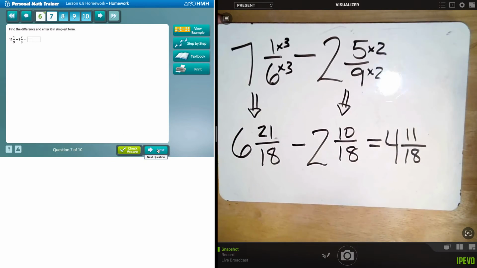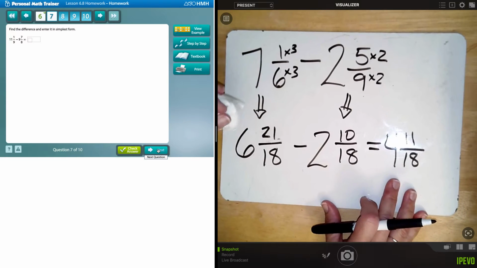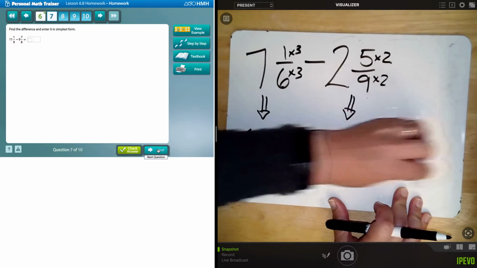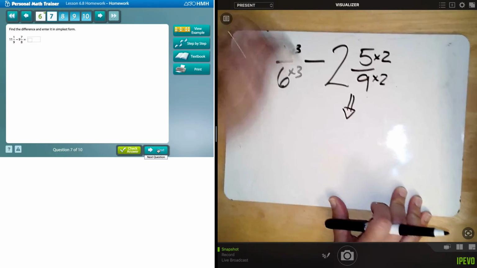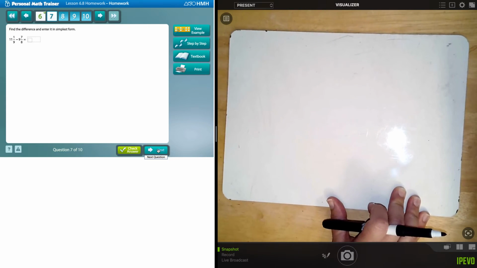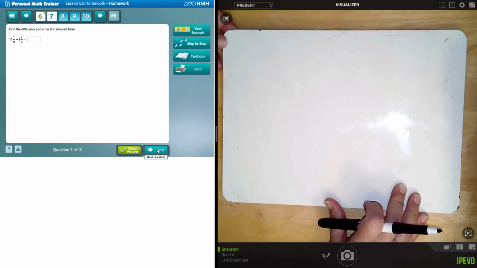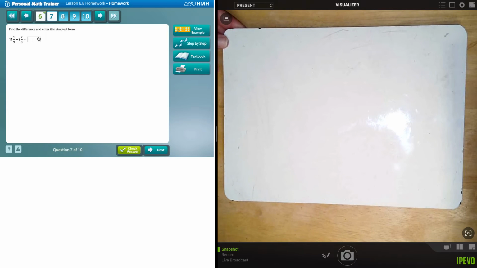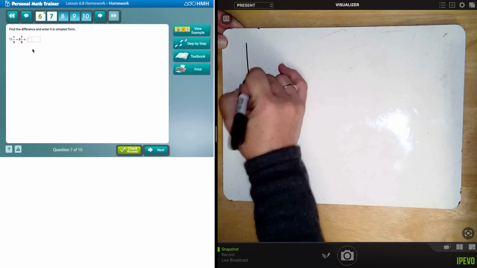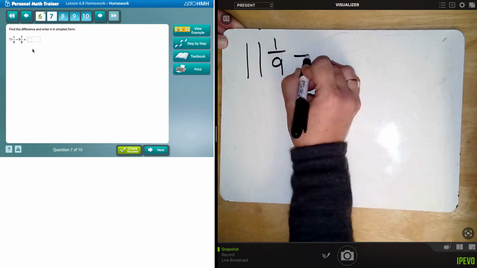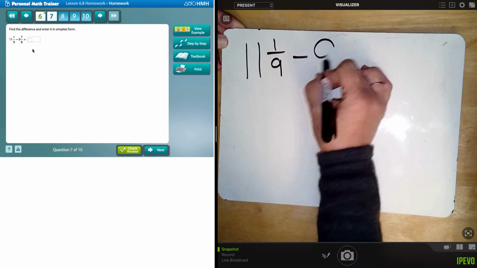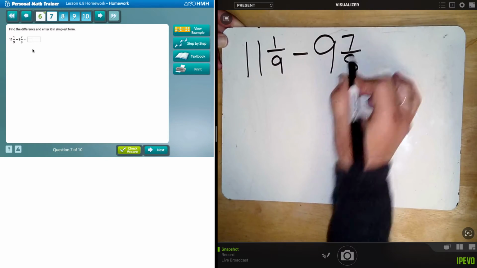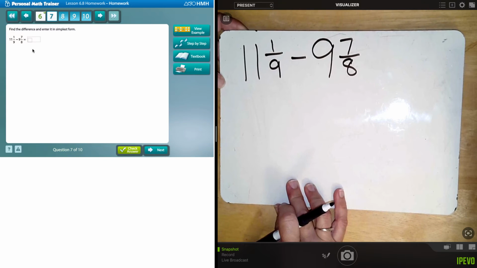Okay, here we go. Let's try number 7. We're in the home stretch, guys. I know, these are long. Lots of steps to these problems. Find the difference and enter it in its simplest form. 11 and 1/9 minus 9 and 7/8. All right.